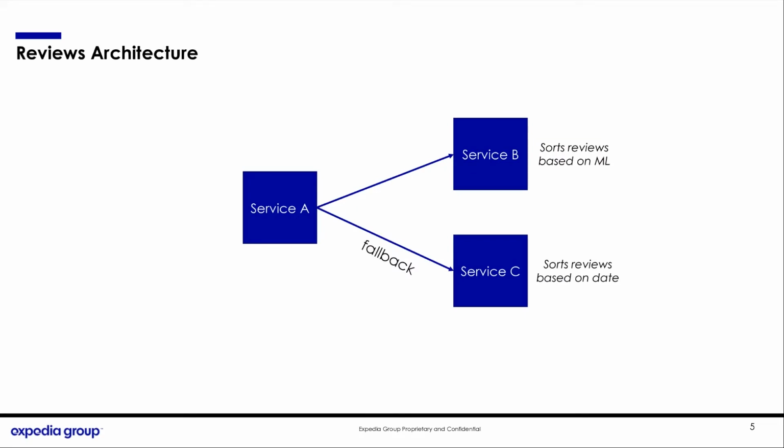So now, this could be a very simple architecture for what we talked about earlier. We have service A, which is the service that returns or actually shows the reviews on the website. And service A calls service B. You can think of that as our machine learning platform. So service B is going to sort the reviews and return the reviews based on the machine learning logic. But as we said, we have the fallback logic, which is that service C is gonna be called as a fallback and is gonna sort and return the reviews based on the date now.